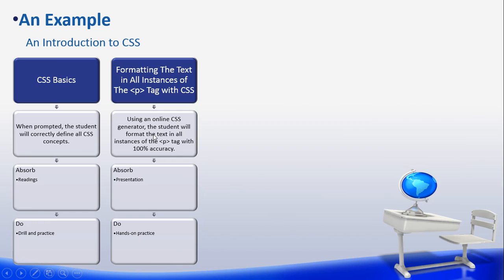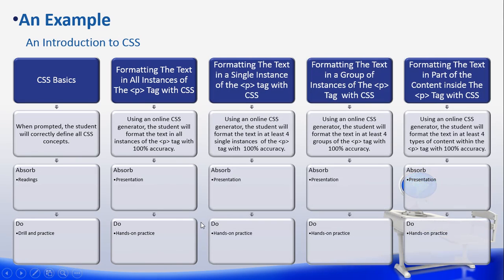And notice that I want them to use the generator to format text. This is a performance task. So I aligned what I asked them to do with that. I'm not asking them to answer a test on what are the steps of formatting, what are the different ways of formatting. No, I'm asking them to actually go in, use the CSS generator, and practice. And so the rest of my objectives are actually pretty much the same, except I'm going into more detail in terms of formatting just a single instance versus formatting a group of instances, versus formatting just the content within, say, a particular p tag.